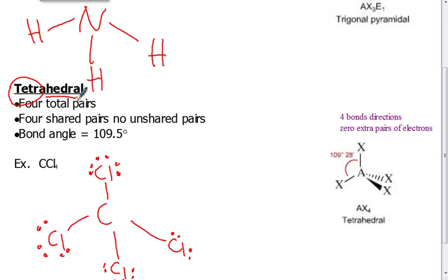Tetra means 4. That's the 5 shapes we're going to learn. There are 10 other shapes, but I think we'll put those off to AP Chemistry. Sound good? Take a look at your homework.